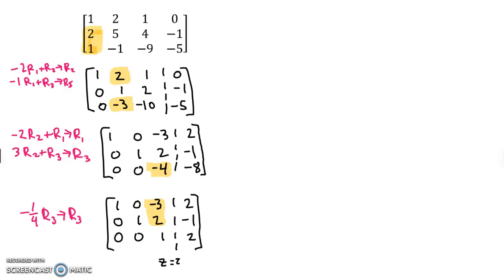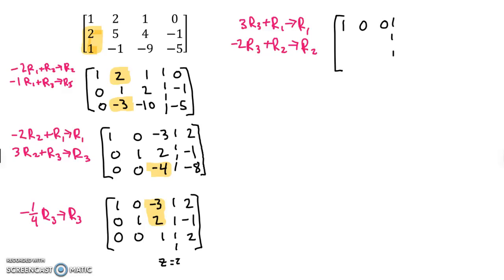So I will take 3 times row 3 and add row 1, and then replace that with row 1. And I will also take -2 times row 3 and add row 2, replace that with row 2. So in the end, in reduced row echelon form, I get 1, 0, 0, 8, and 0, 1, 0, negative 5, and 0, 0, 1, 2.